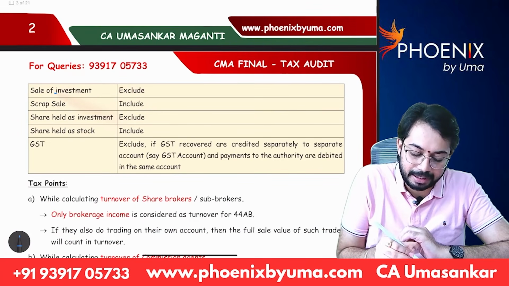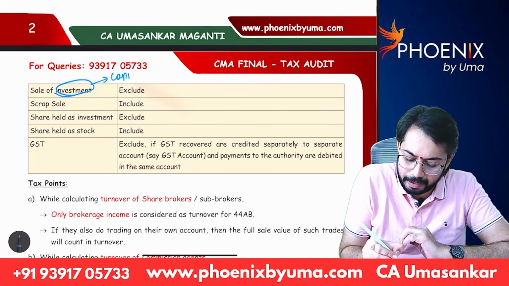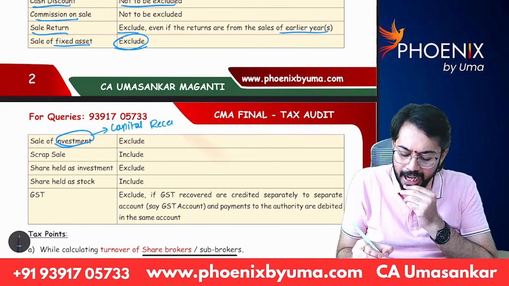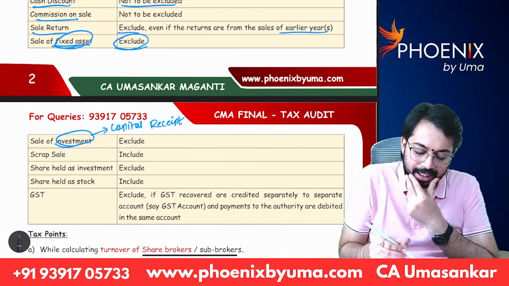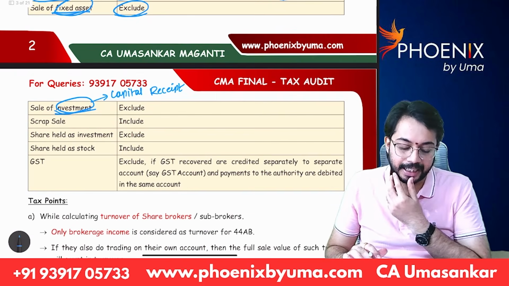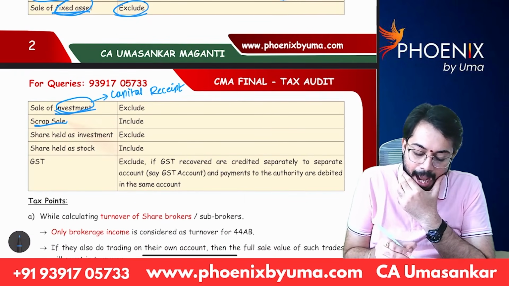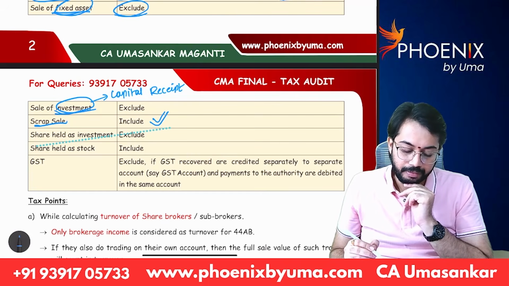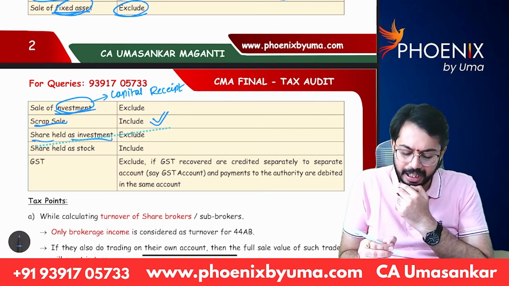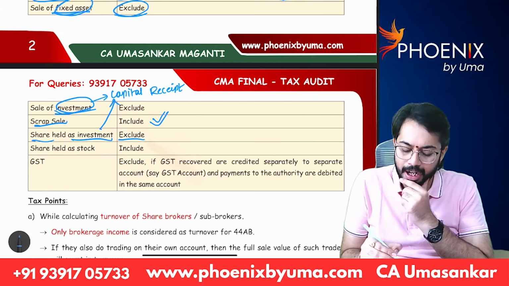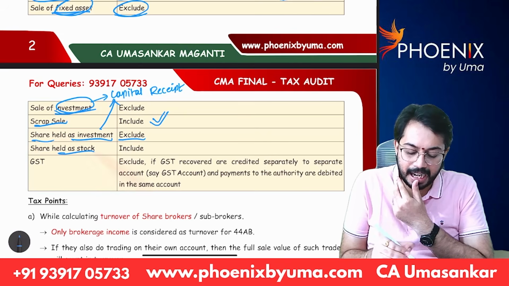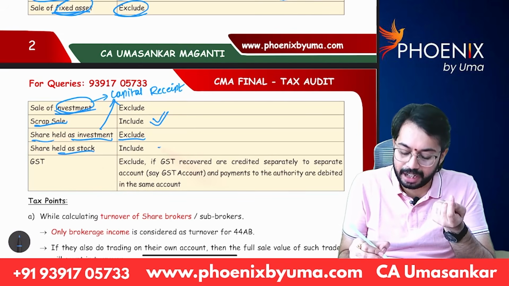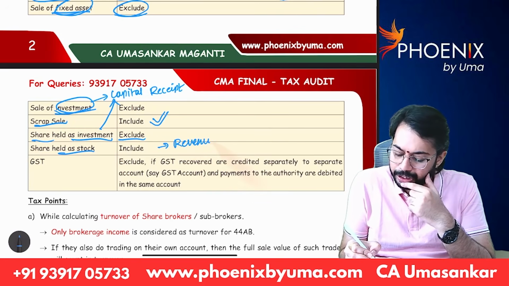Next, sale of investment. It is capital receipt, right? So it is to be excluded. Sale of fixed asset and sale of investment are capital assets, they are to be excluded. Again, scrap sale is to be included in calculation of turnover. Shares held as investment are also capital receipts, so they are to be excluded. Shares held as stock in trade: it is stock in trade, then it will be revenue receipt, so it has to be included.